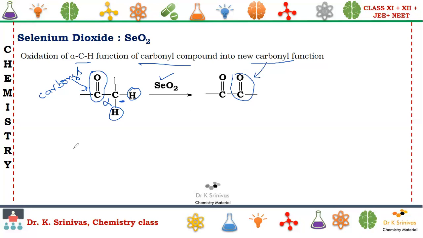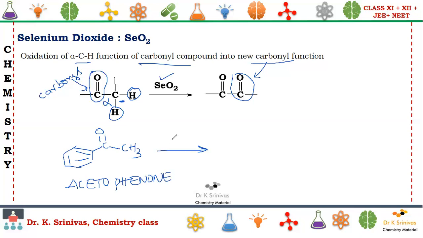Better if you take one example and try to apply this concept. Now we will take this one, C double bond O, C H. What is this? This is nothing but acetophenone. We are taking acetophenone and reacting this with selenium dioxide. Then what are we going to see? Yes, a few students are answering. C double bond O here, C double bond O here. This is nothing but two carbonyl groups present side by side.